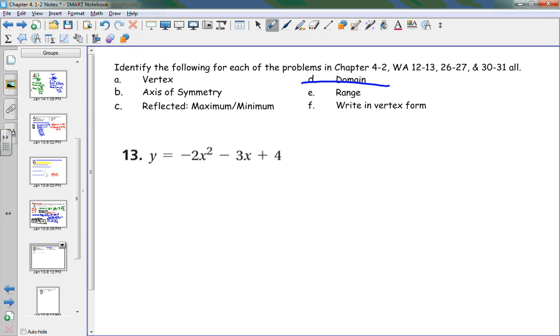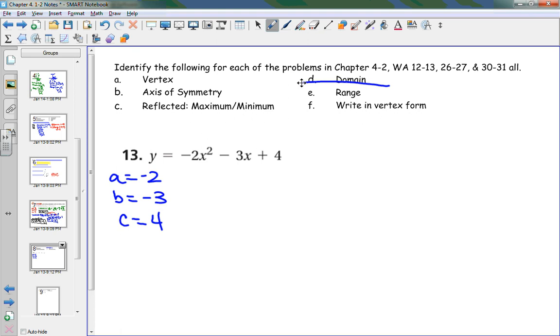So what do I have to do first here? Get the vertex. I need the vertex in order to do all of this. So to find the vertex, I have to label what first? A, B, C. A, B, and C. So what's A? B is, and C is. Excellent. So, now what do I do?